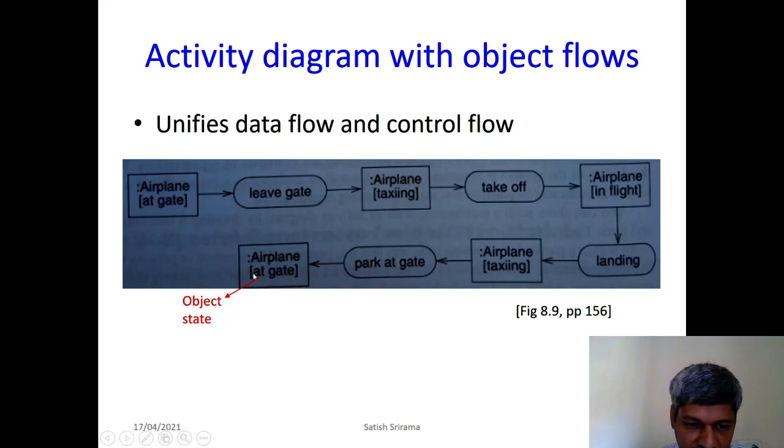Object state is shown in square brackets, so the object and its state. So in this way, the activity diagram is unifying both the data flow and the control flow. This may be advantageous in certain cases. So you should also be considering activity diagrams with object flows.